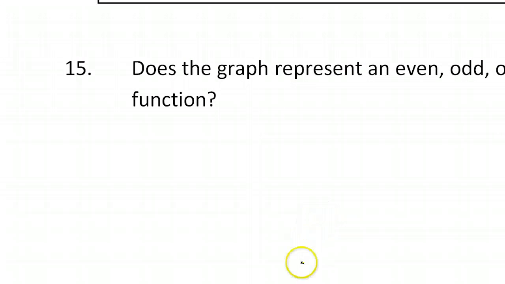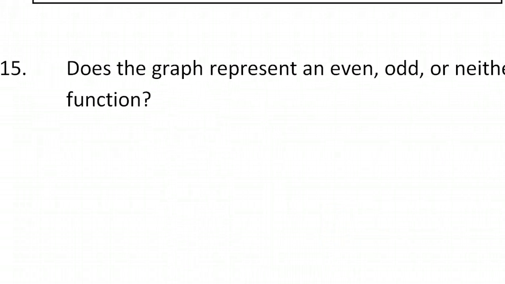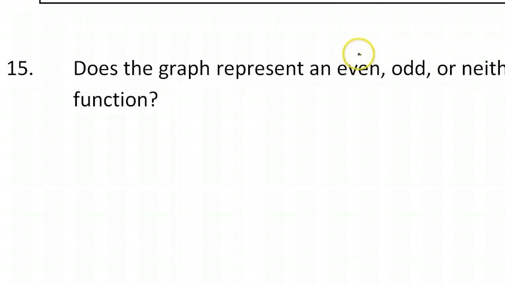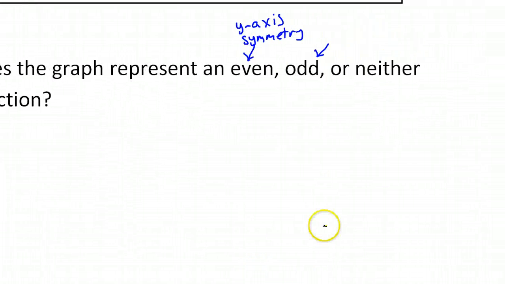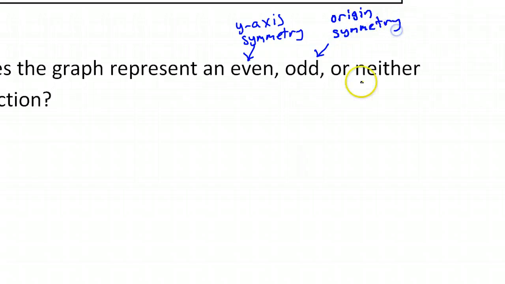Okay, does the graph represent an even, odd, or neither function? It'll be even if it has y-axis symmetry. Alright, it'll be odd if it has rotational symmetry about the origin. Alright, it'll be neither if it has neither.